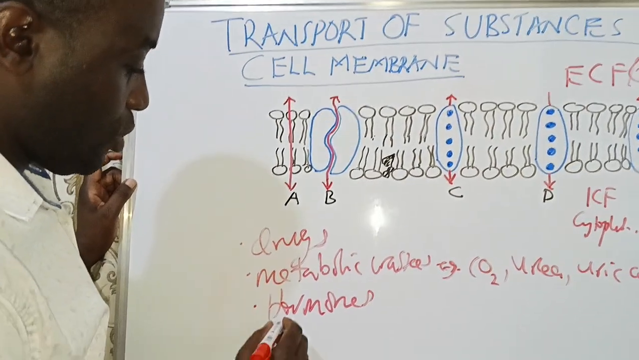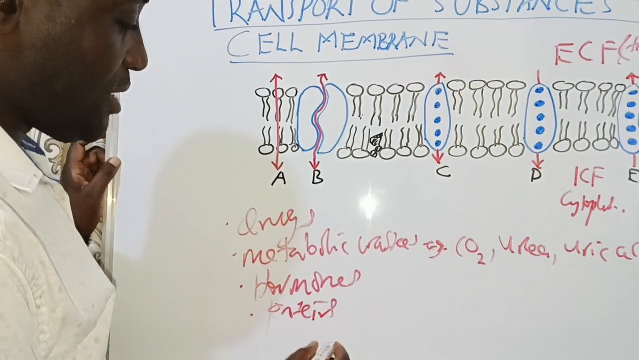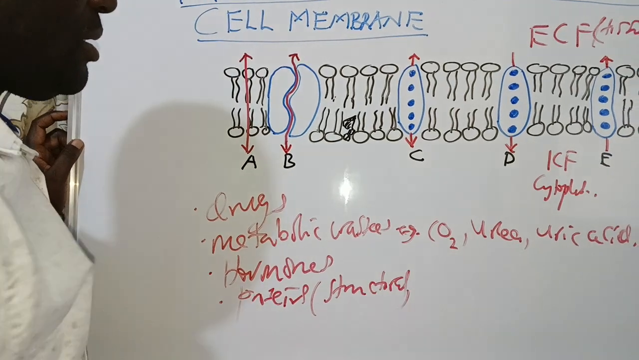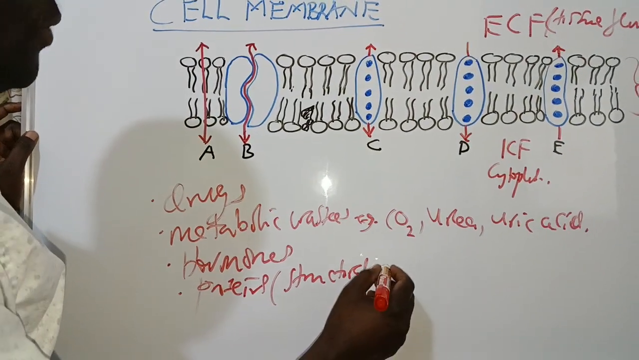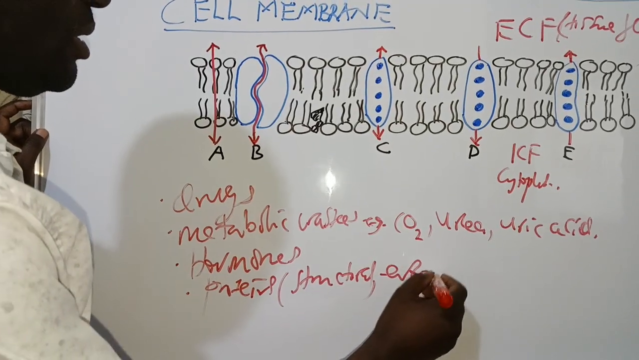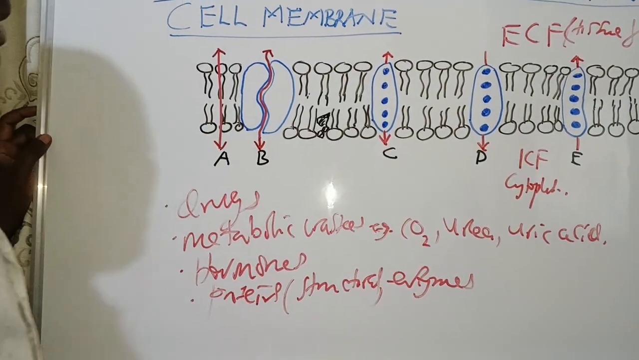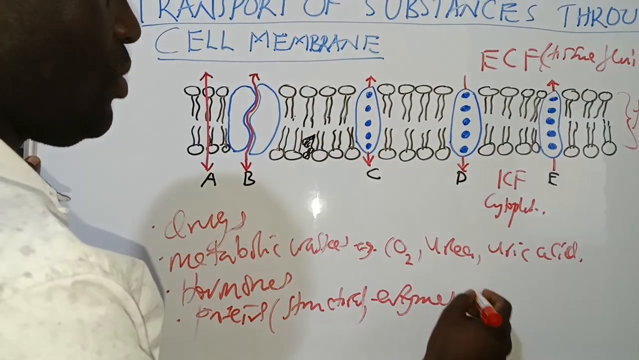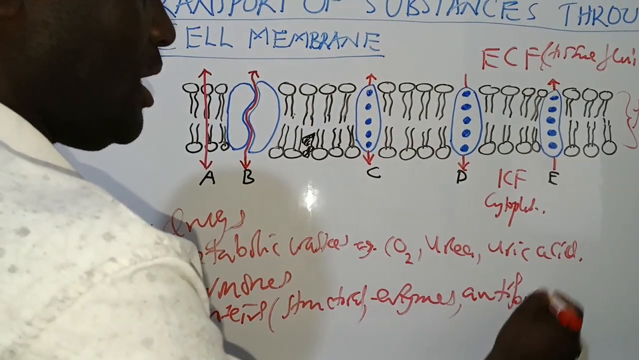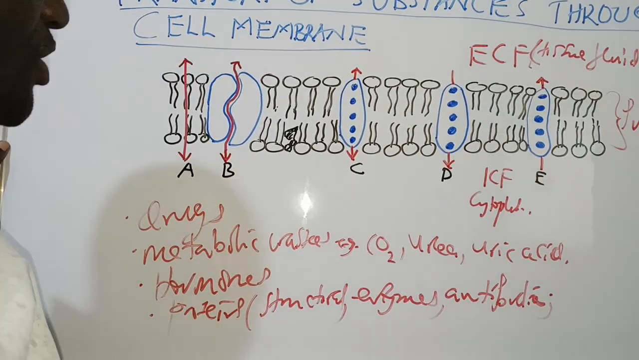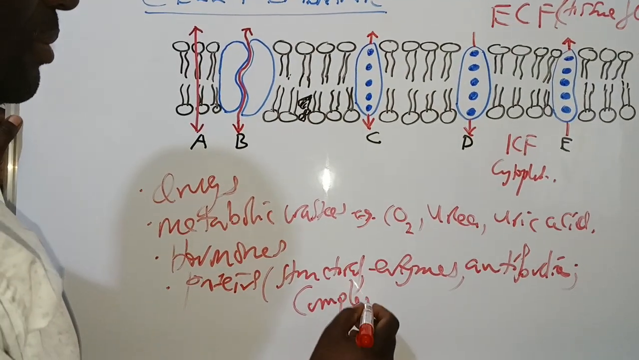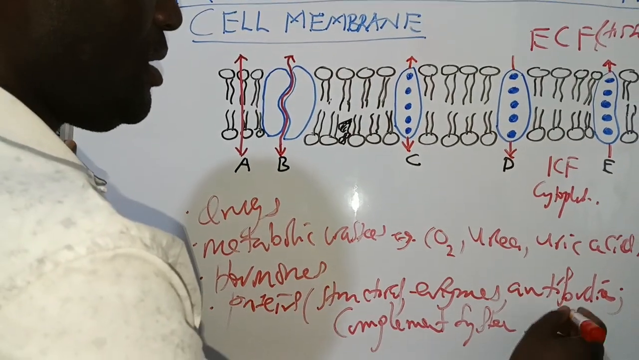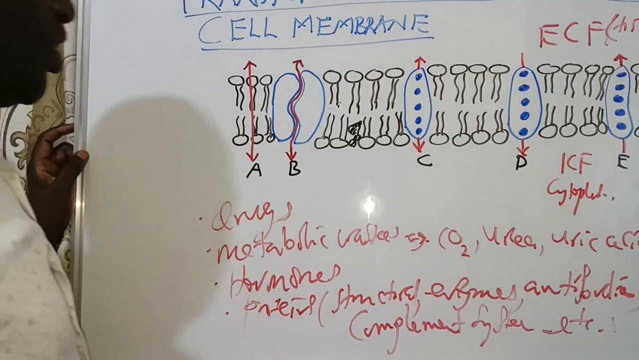We can think of proteins, both structural proteins, and enzymes. Those are non-structural, but they are very important because they catalyze biochemical processes. We can think of antibodies, proteins of the complement system, etc. These ones are very important.